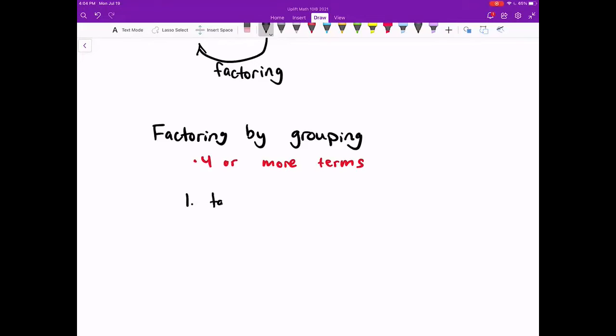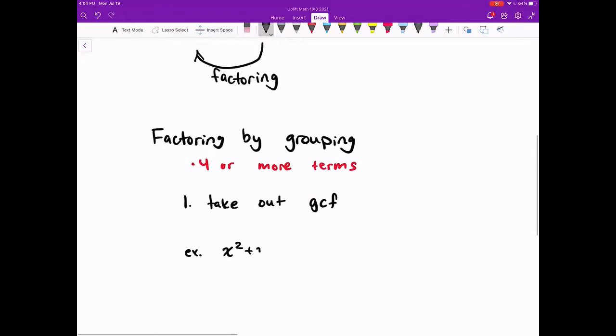So you should use this method when you have 4 terms or more, and there isn't really a GCF that you can take out anymore. So for example, we could have the polynomial x² + x + 1 + x³. Yeah, plus x, x² plus x³. Oh, no, plus 1 plus x³. It's fine, the order doesn't matter.